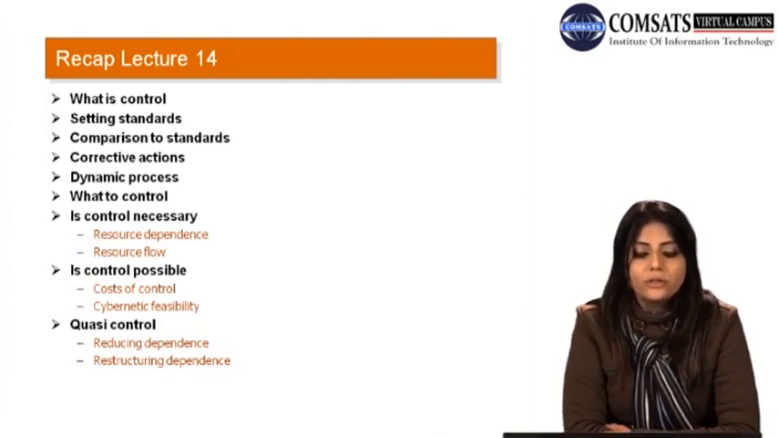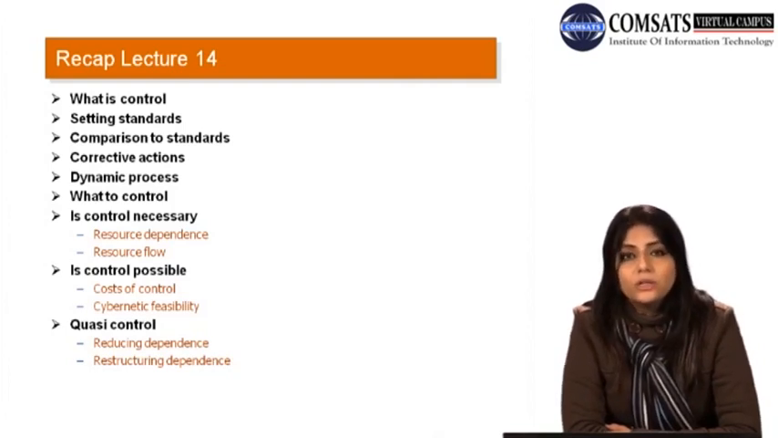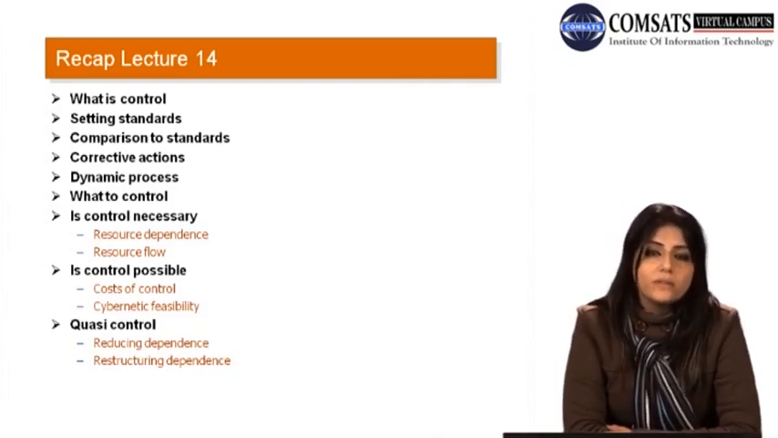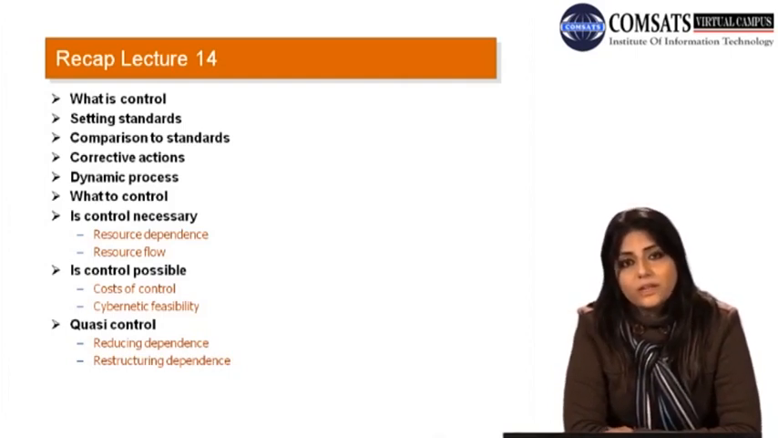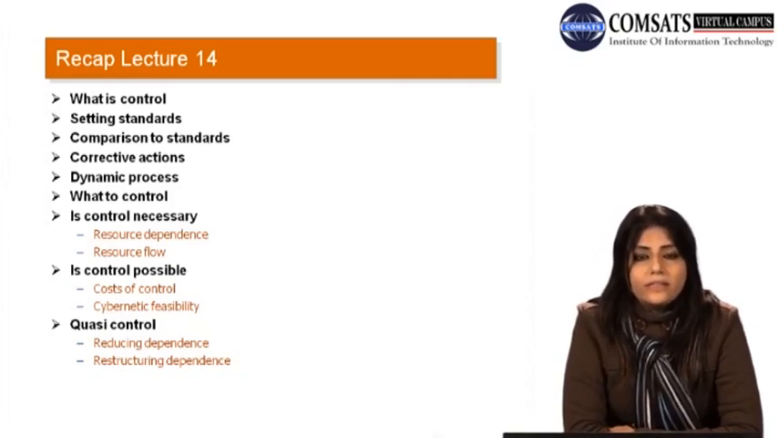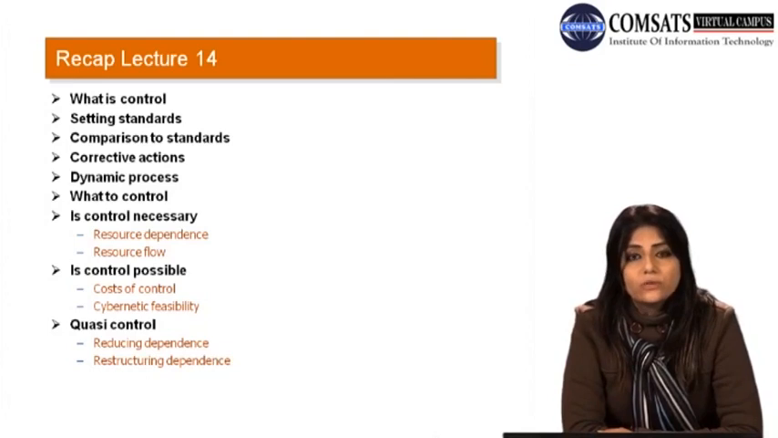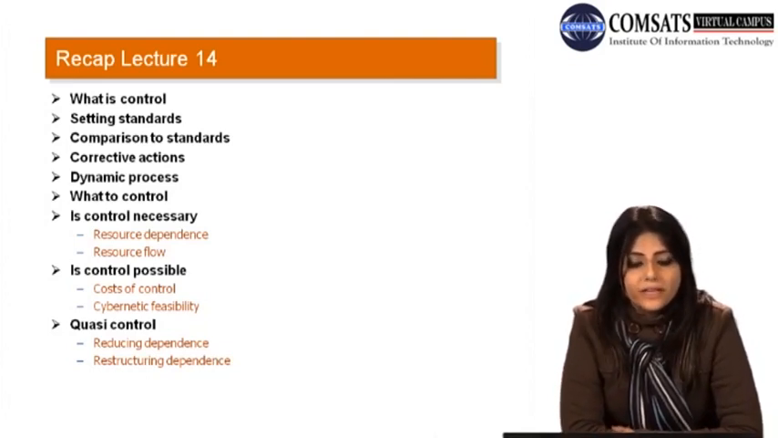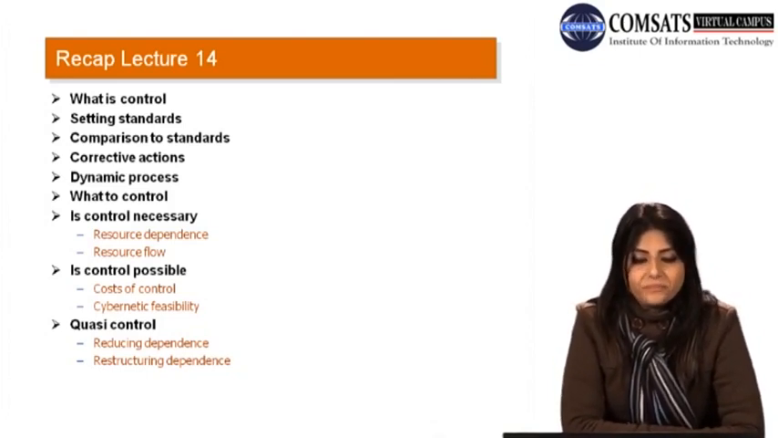Then we had a discussion on the comparison to standards: the standards that we set, we measure our performance or our outcomes in relation to those standards, and then we take corrective actions. If there are any deficiencies or deviations between the set standards and the actual performance or outcomes, then we need to take some corrective actions for those. We may need to put up some controls, or tighten our controls, or in certain cases we also may need to loosen our controls.